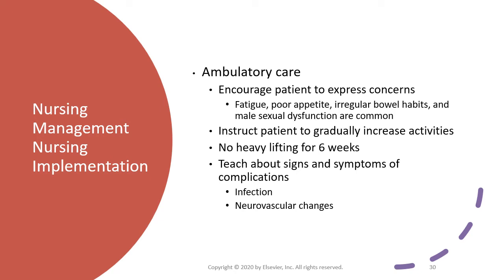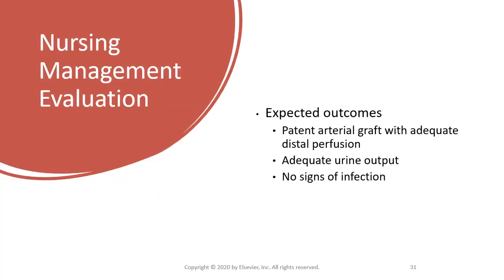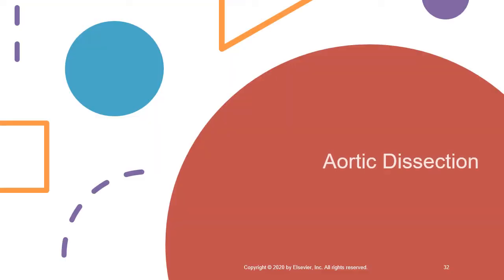Patients and caregivers can learn to palpate peripheral pulses to assess changes in their quality. Sexual dysfunction in male patients is common after aortic surgery. A referral to a urologist and counseling may be useful if erectile dysfunction occurs. Our expected outcomes include patent arterial graft, adequate urinary output, and no signs of infection.